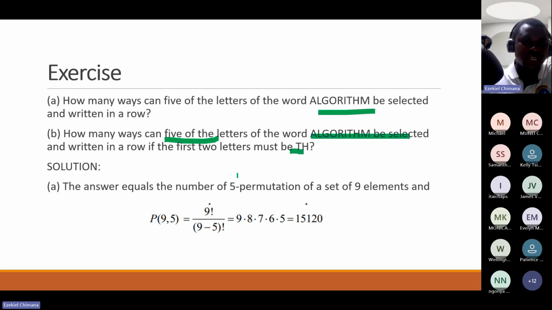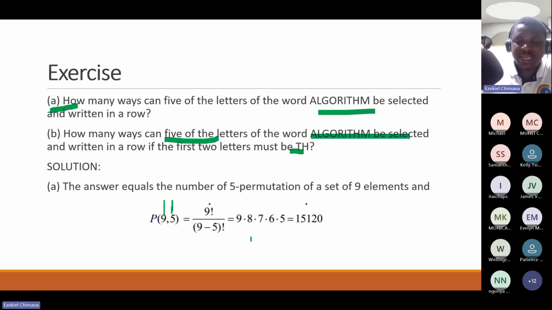So let's look at the solution of the first part, A. If you look at it, the answer equals the number of 5-permutations of a set of 9 elements, which means our N is 9 and our R is 5. So N factorial over N minus R factorial, which means it's 9 factorial over 9 minus 5, and 9 minus 5 is 4 factorial.